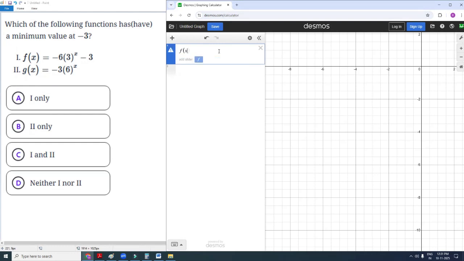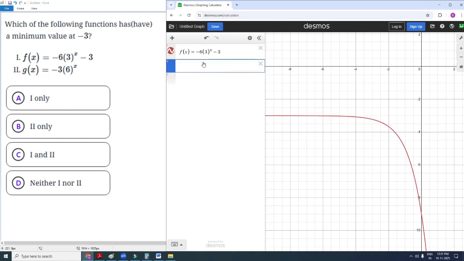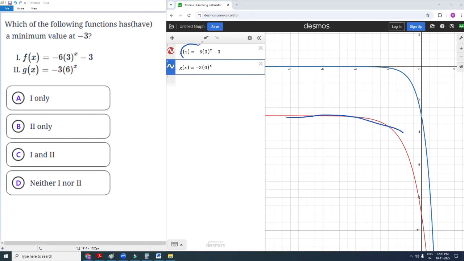That is f of x equals negative 6 times 3 raised to the power of x, minus 3. Okay, now let me take the function g of x as input. That is g of x equals negative 3 times 6 to the power of x. Okay, here I got the graphs for both the functions. The regular one is the graph for the function f of x.